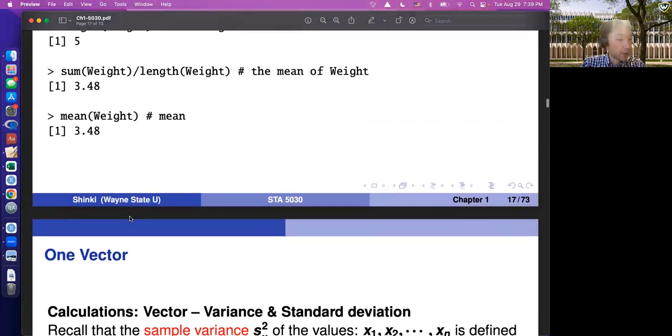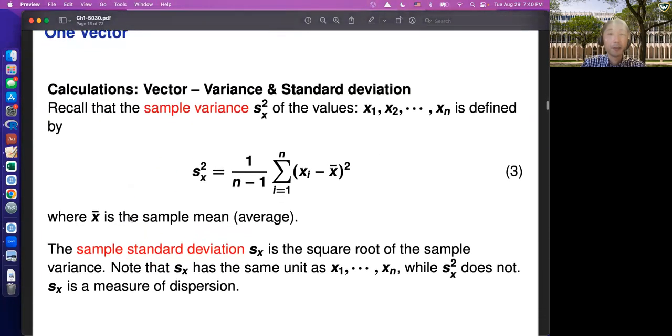So variance and standard deviation. The variance of X is defined in this way. Suppose we have n observations, X sub 1 to X sub n. Then the sample variance is defined by 1 over n minus 1 times the summation of xi minus x bar, the square of this. So at first we have to calculate the x bar, then we have to take the deviation, basically the difference between xi and x bar for each i, then take the square and take the summation.